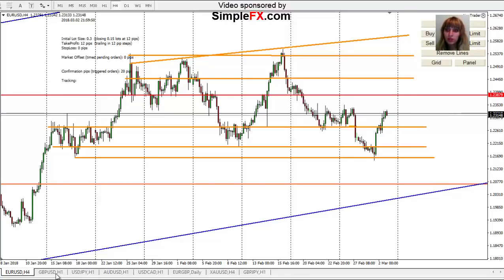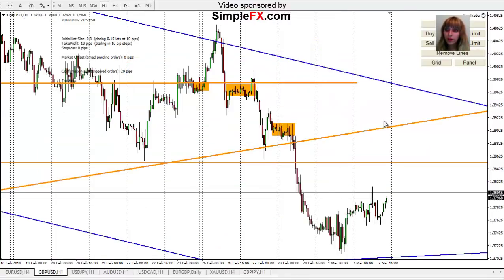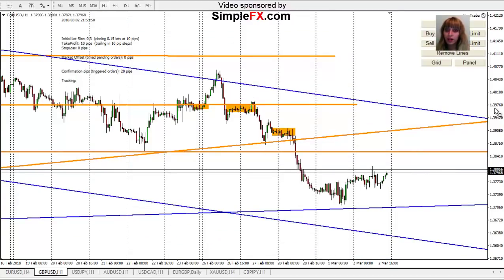Okay, paying attention on. So next, going to pound dollar, and once again pound dollar did exactly as expected, pretty much.